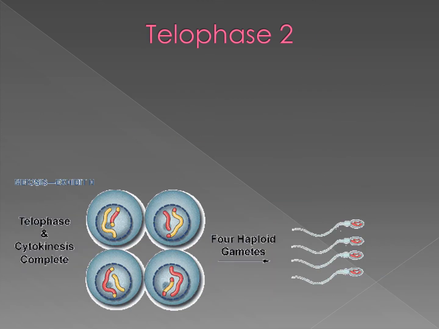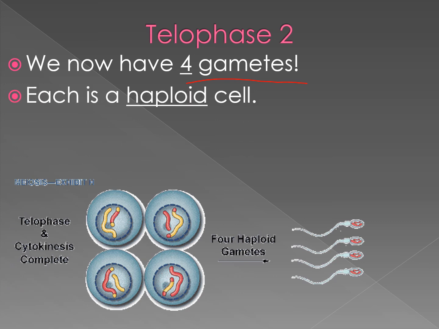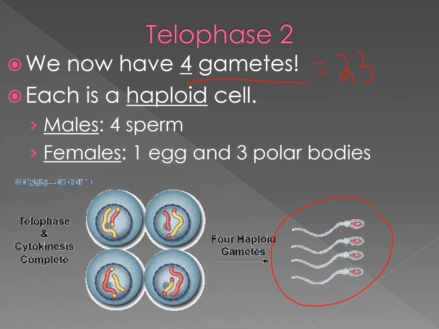So telophase, when we finally get to the end, we have 4 gametes. The thing is, each one is haploid, right? So each one is going to contain 23 chromosomes, which is half. Guys, you get 4 sperm every time that takes place. Women only get 1 egg and 3 polar bodies. The 3 polar bodies basically form this 1 egg.